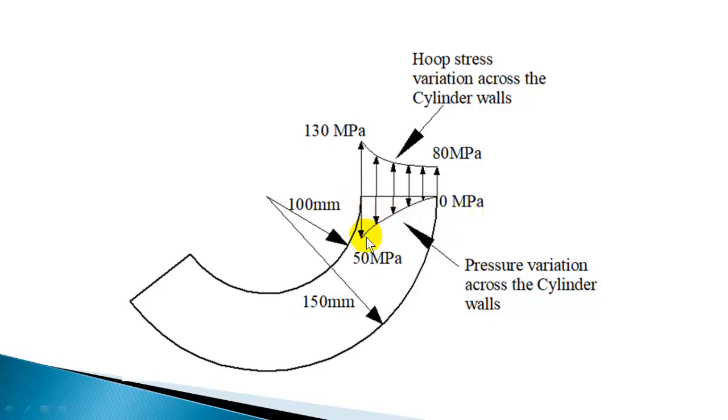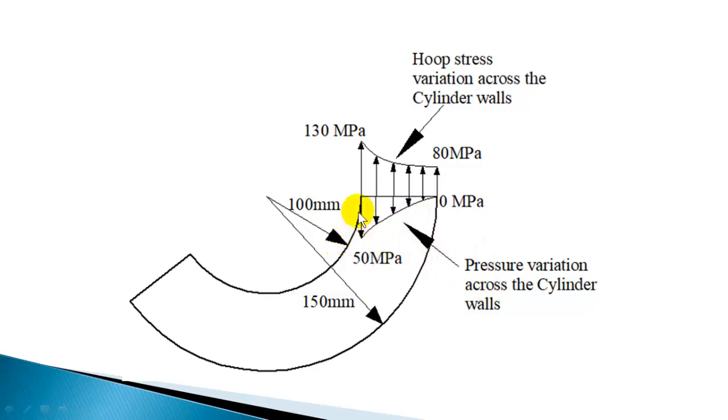So radial pressure inside is 50 megapascal, and outside the radial pressure is 0. So 50 to 0 it varies parabolically, and we have shown it downward. Also radial pressure is compressive, so you can show it downward only. Downward indicates negative, and hoop stress upward I have shown indicates positive value. So this is how you plot the variation of hoop stress and radial pressure across the cylinder walls.